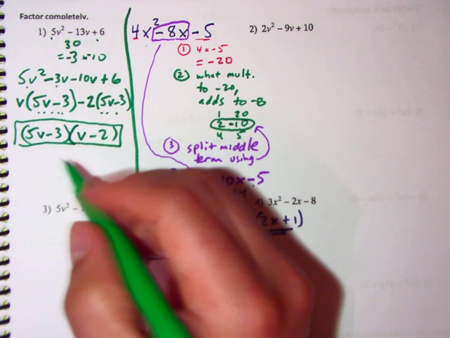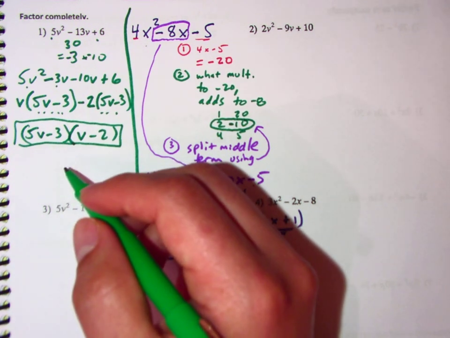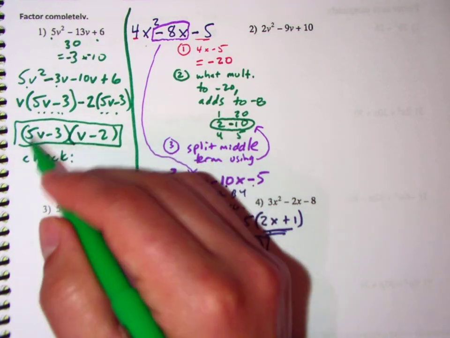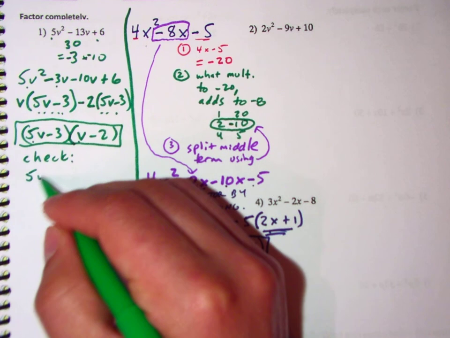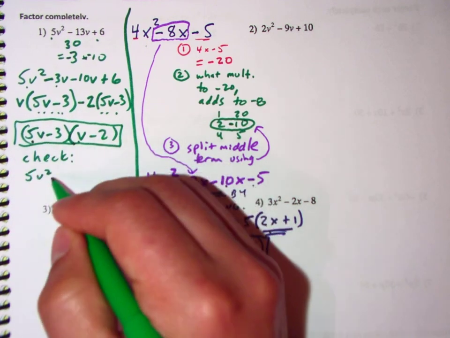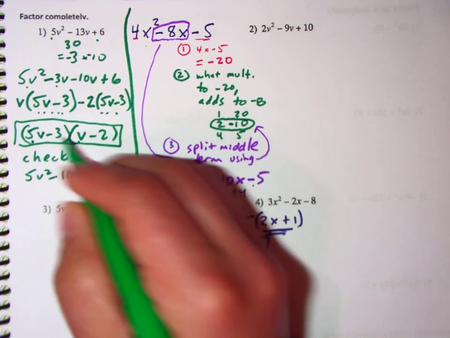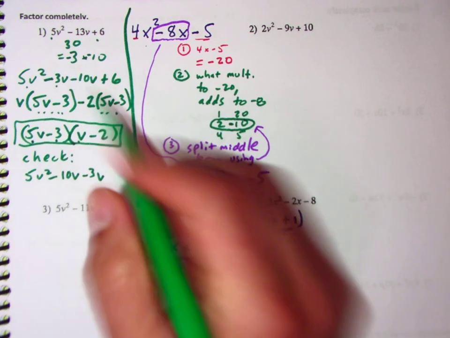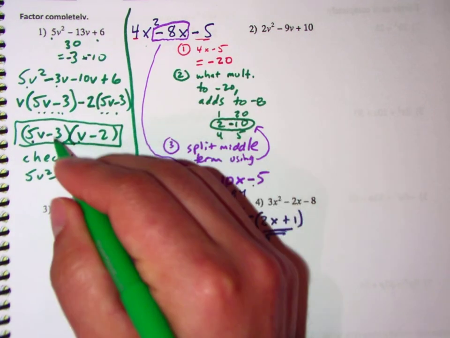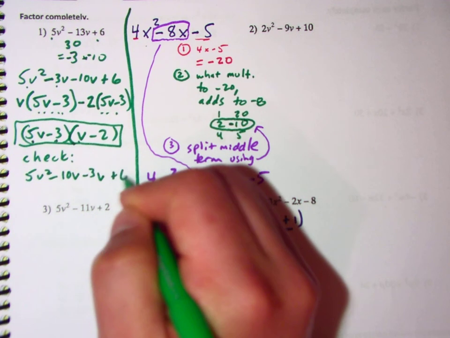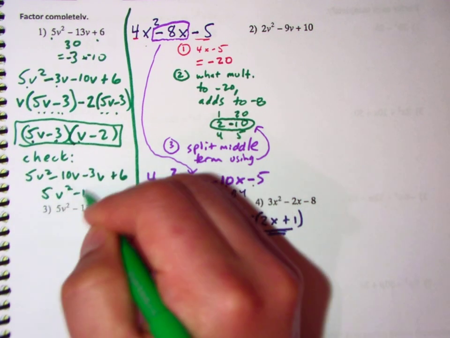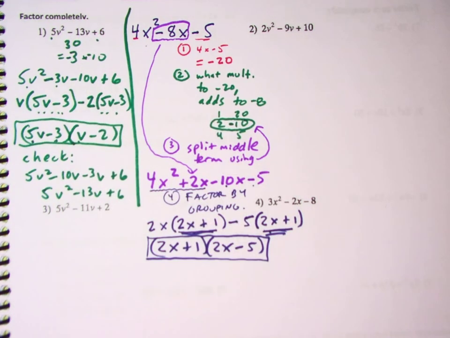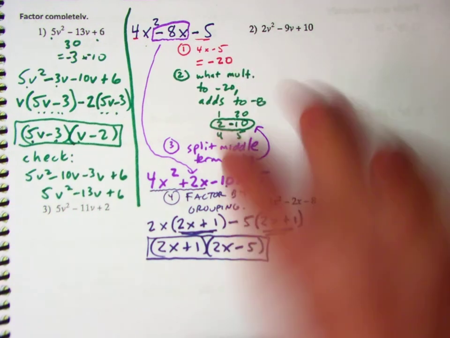Okay, and again, if you're not 100% sure if you did that right or not, you can check your answer. It's just multiplying this back out. So 5v times v is 5v squared. 5v times negative 2 is negative 10v. Negative 3 times v is negative 3v, and you can see that it matches what we have up here. So that's not a coincidence. And then finally, negative 3 times negative 2 is positive 6. And if you combine the middle terms, you do get the original equation.